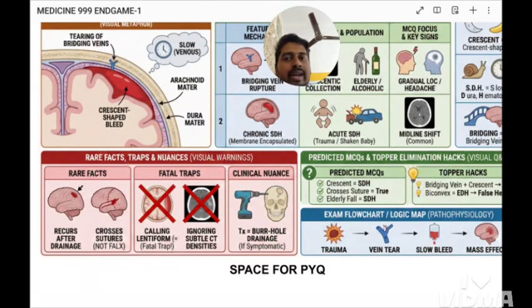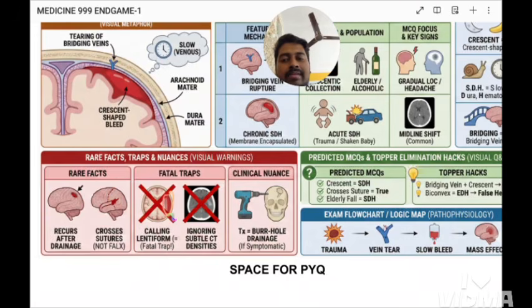So you open the skull, you drain the hemorrhage, but then it can also recur. Okay, and it crosses suture lines. Okay, it doesn't cross the falx lines. Falx are basically the dural coverings. Okay, it doesn't cross that, but it crosses the suture lines.